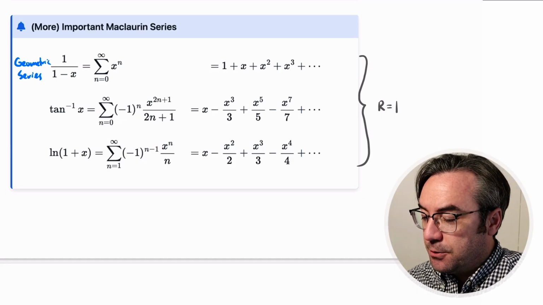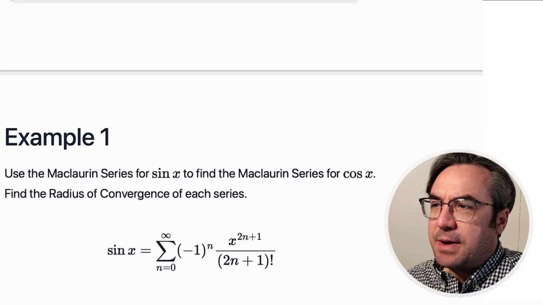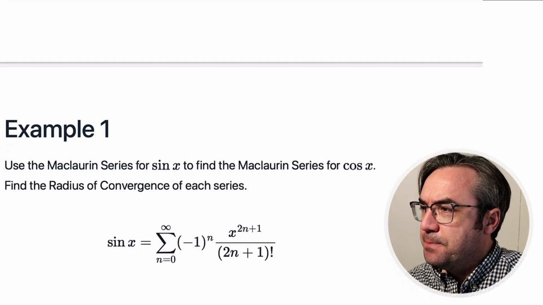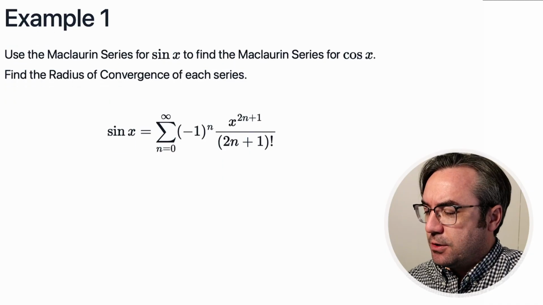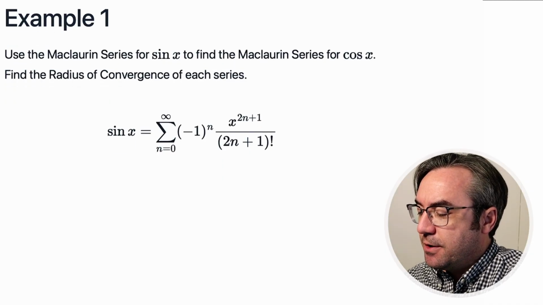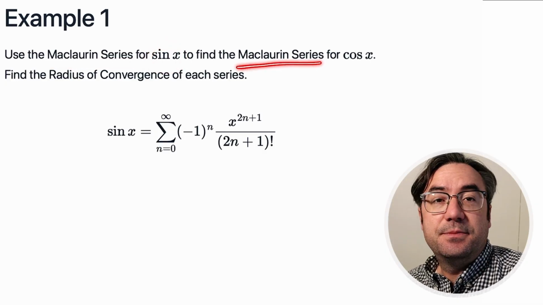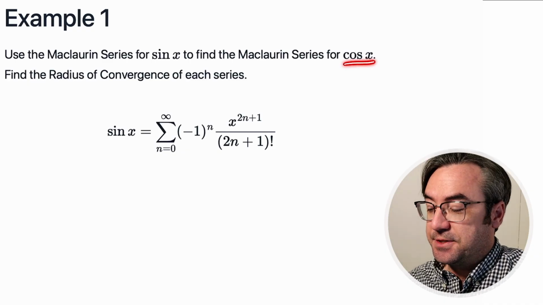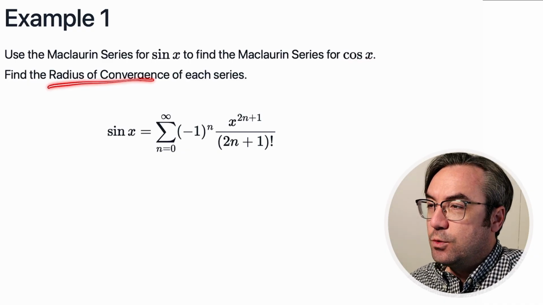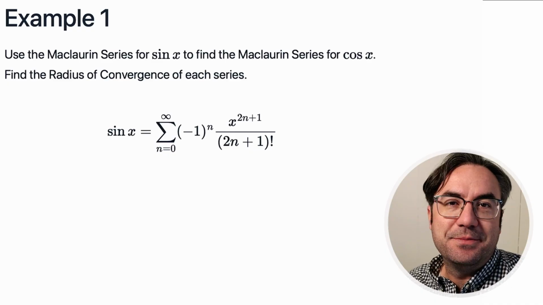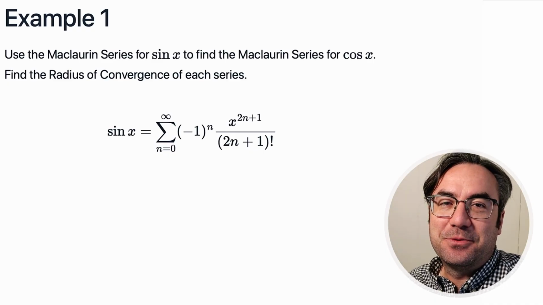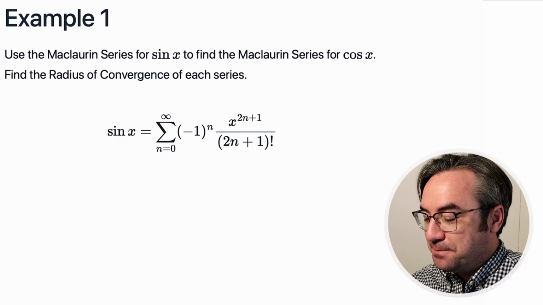All right, so we're going to keep these in mind. We'll refer back to them as we need to, but let's start. We're going to look at an example here, and we're going to use the Maclaurin series for sine of x to find the Maclaurin series for cosine x. And we'll state the radius of convergence as well.